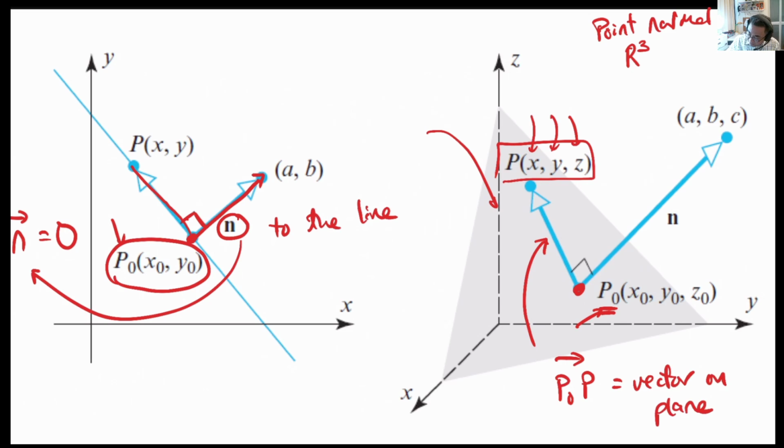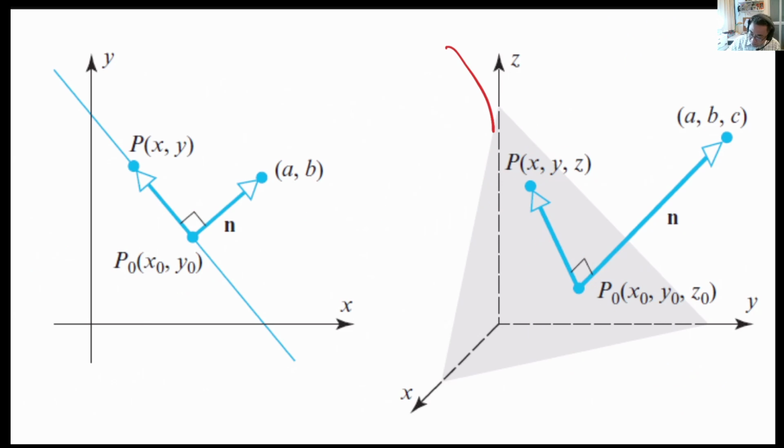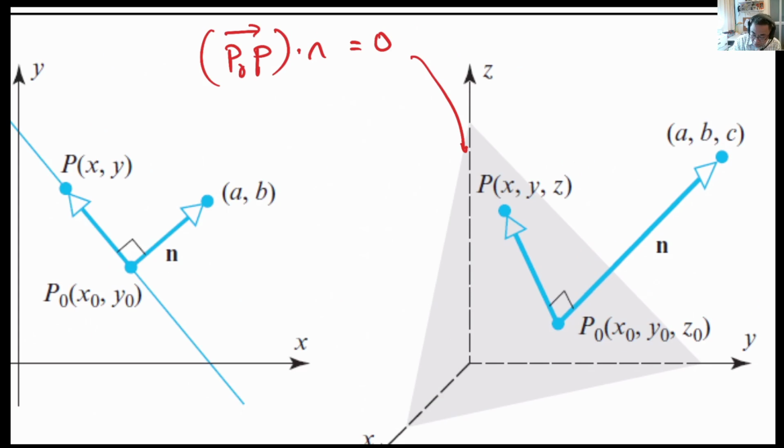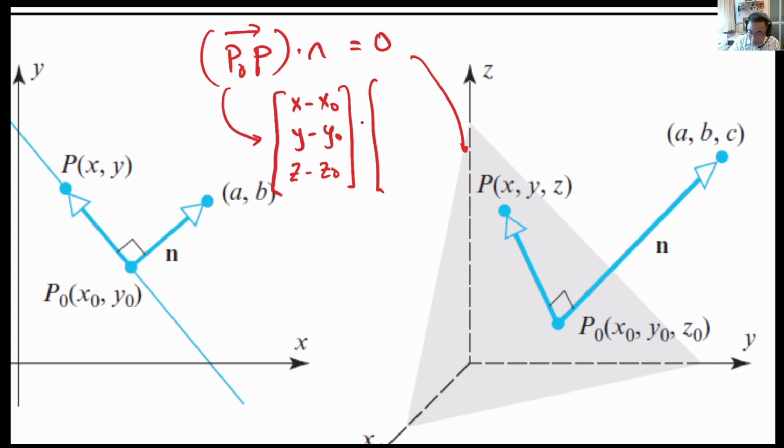Let us have another vector, n, which is a vector that is normal to the plane, and this vector has coordinates a, b, and c. To find the expression for the plane, we begin with P0 to P dotting with n equals 0. If we express P0 to P as a column vector, we have x minus x0, y minus y0, z minus z0. We are dotting with n, a vector with coordinates a, b, and c.